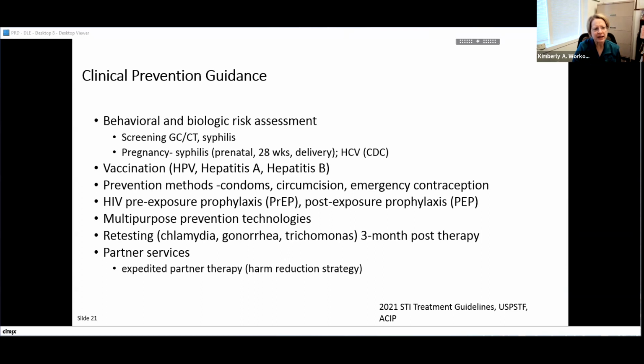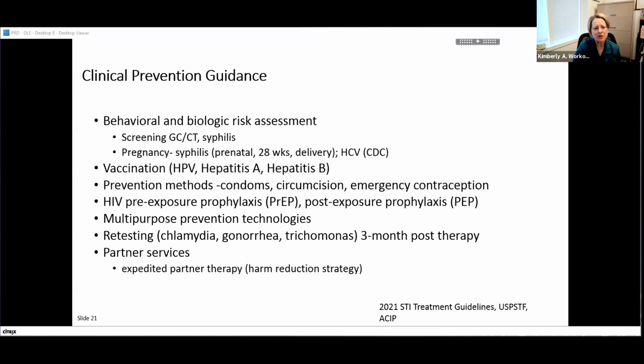For vaccination, there's a section on HPV, hepatitis A and B. Prevention methods are discussed, both for condoms, circumcision, emergency contraception. All those sections have been updated, and I unfortunately don't have time to go into them. But what I wanted to tell you about was, besides the HIV pre-exposure and post-exposure prophylaxis, there's also a section on STI pre- and post-exposure prophylaxis, which we'll talk about a little bit on the next slide.